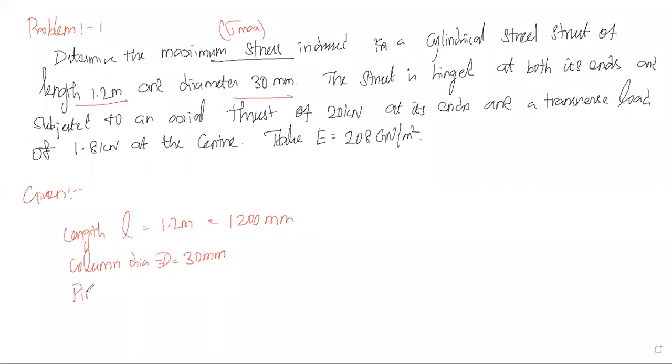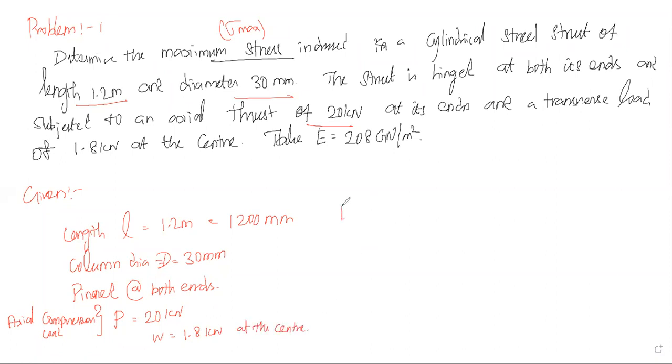So pinned at both the ends, and subjected to an axial thrust. So this is nothing but axial compression force, or compression load P, equal to 20 kilonewton. Next, the transverse load: W is denoted as transverse load, 1.8 kilonewton, acting at the center.